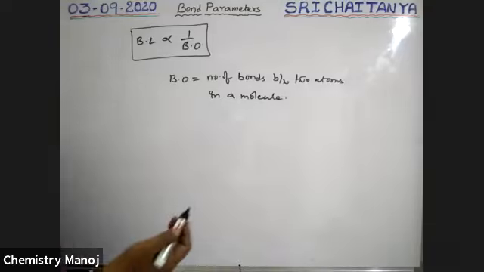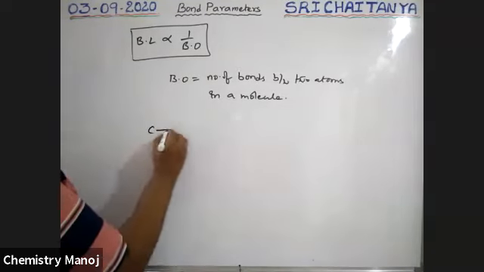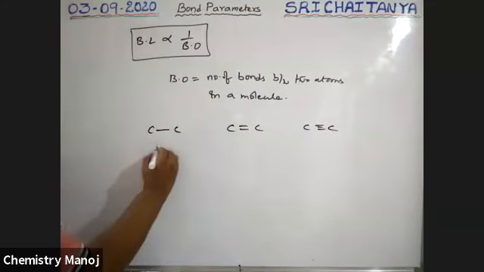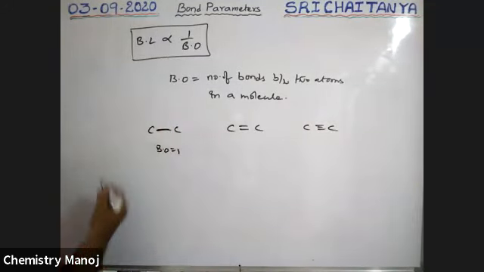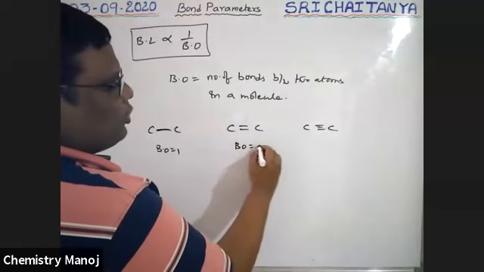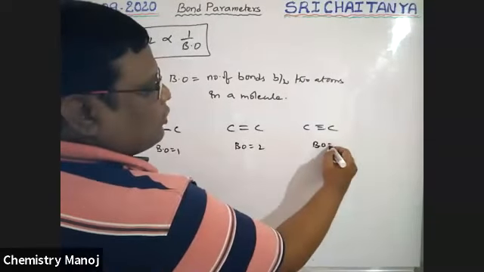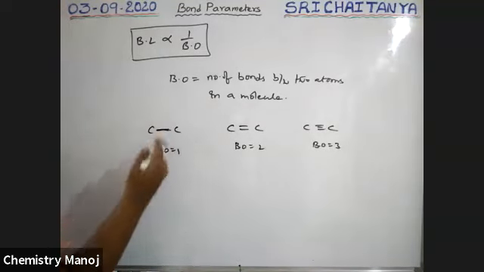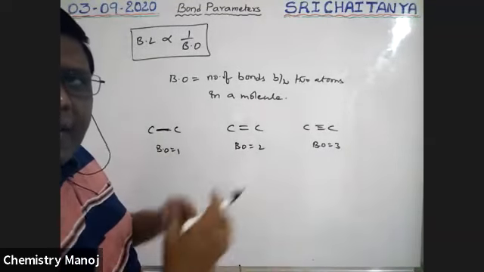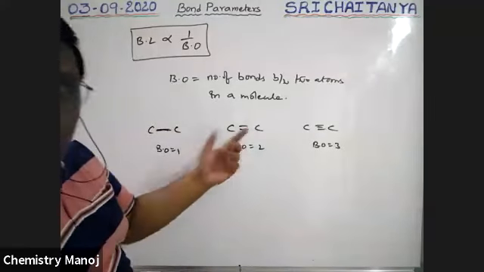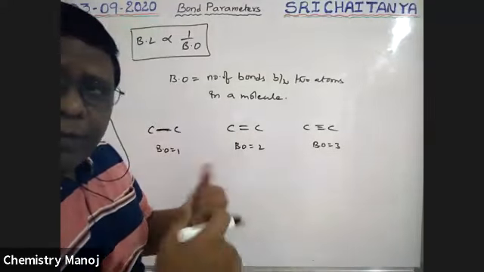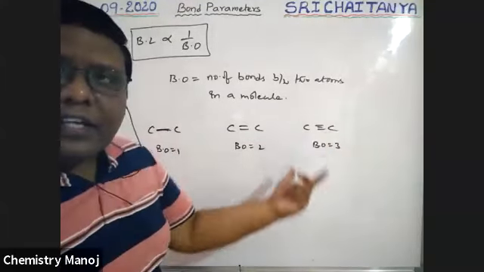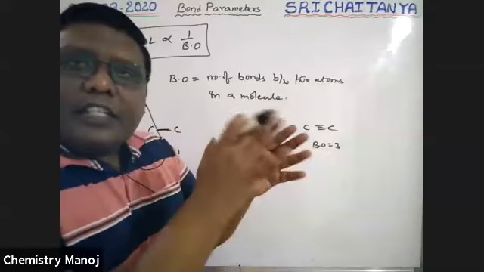As the number of bonds between two atoms increases, for example, there is a C single bond C, a C double bond C, and a C triple bond C. Here bond order is 1, only one bond between carbon and carbon. Here bond order is 2, and here bond order is 3. With only one bond, the attraction between the atoms is less. With two bonds, there is more. As the number of bonds increases, attraction between the atoms increases. With three bonds, the attraction is more. As attraction increases, the distance between the atoms decreases.